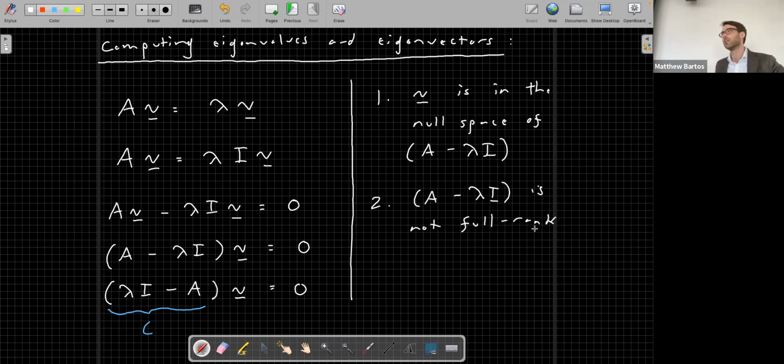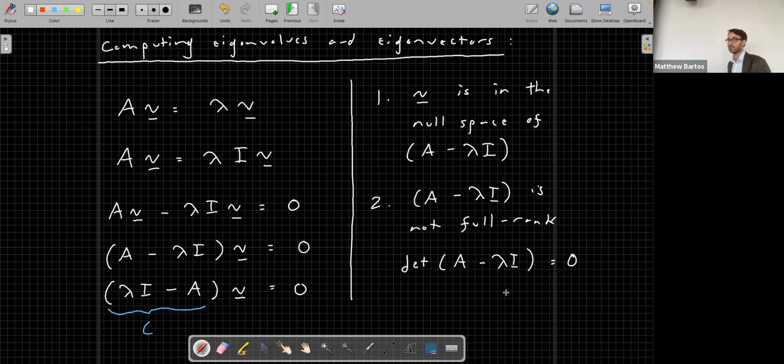It's not invertible. And we didn't really talk about it much in this class, but you might remember from undergraduate linear algebra, if a matrix is not invertible, what is its determinant? Does anyone remember? Right, if the matrix is not invertible, its determinant is equal to zero. So we know that the determinant of A minus lambda I is equal to zero.